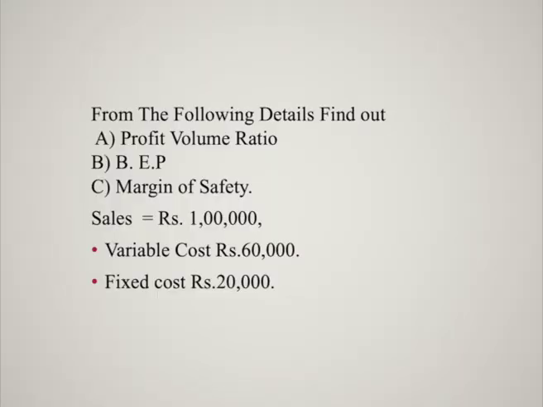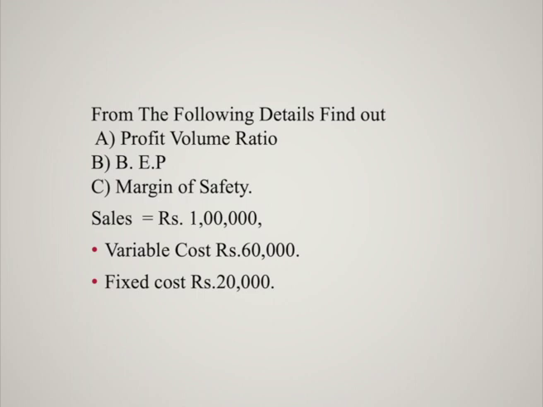So, that is called a margin of safety. To calculate the margin of safety, we are going to use two formulas: actual sales minus break even sales, or one more formula we can also use, the profit divided by the PV ratio. These two formulas can be used for the calculation of margin of safety. Here is one example, one problem.